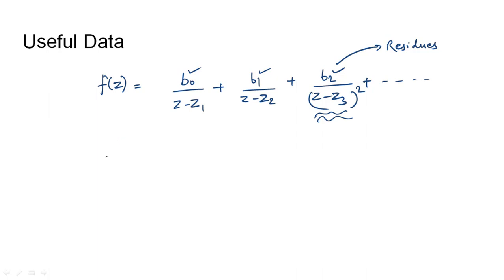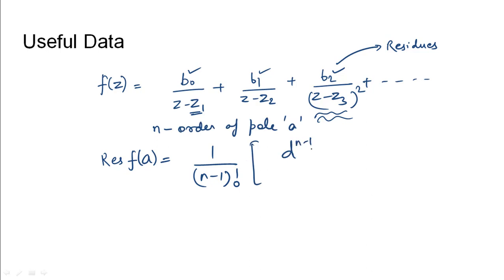In order to find these, let us say the residue of the function f of z at a, where a will be the roots, will be given by 1 by (n minus 1) whole factorial, where n is the order of the pole, d to the power n minus 1 by dz to the power n minus 1 of (z minus a) to the power n into f of z. So once we use this formula, we will obtain the residue of the function f of z at the pole a, where the order of the pole is n.